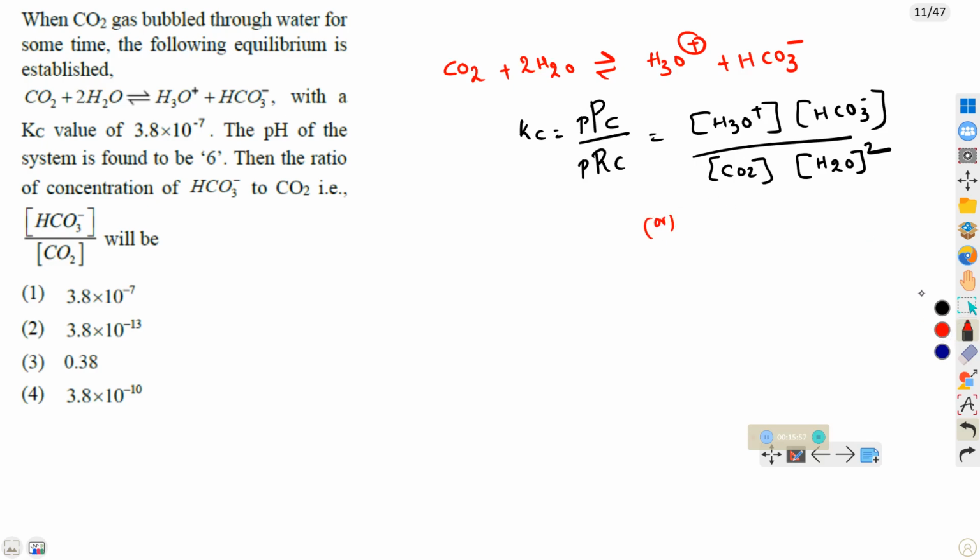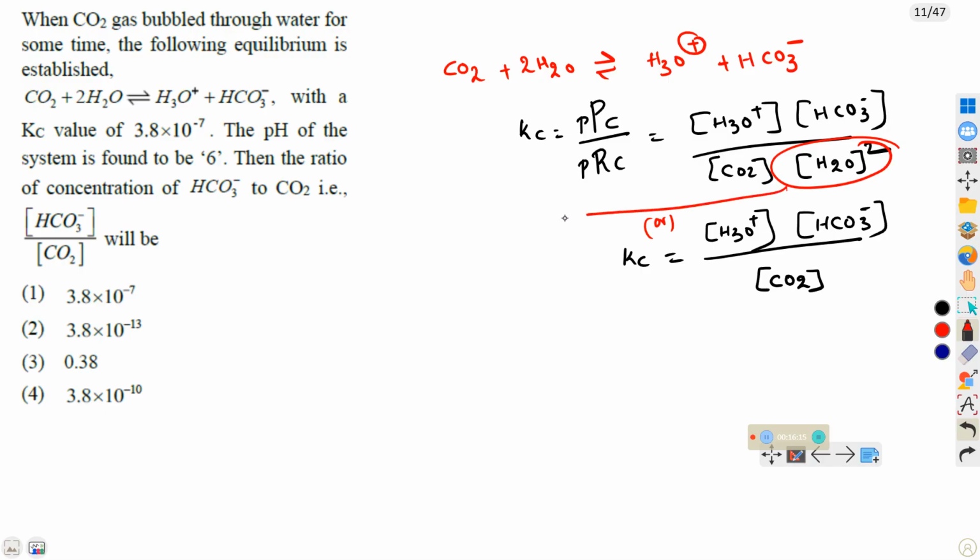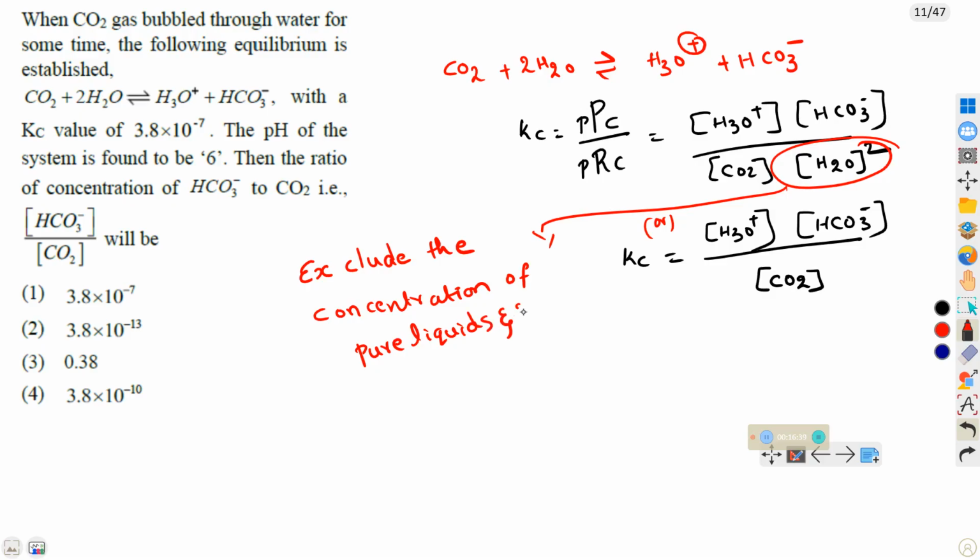Or it can also be written as Kc is equal to concentration of H3O plus into HCO3 minus by concentration of CO2. Neglect H2O. What about this? Neglect, or exclude, the concentration of pure liquids and solids.